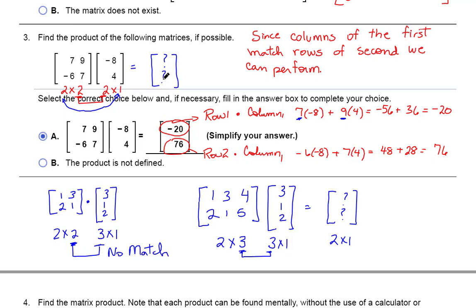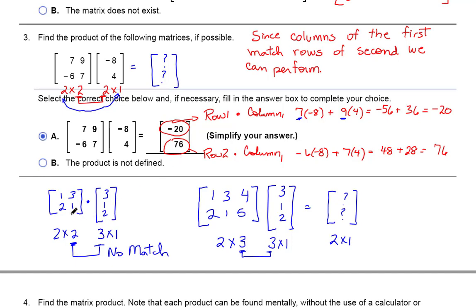Now what about this one? This one is in the second row, first column. So I take the second row, first column. All right, so that gives me minus 6 times a minus 8, sorry. And so we get a 48. I get a 7 times 4 is 28. Add them up and I get a 76.